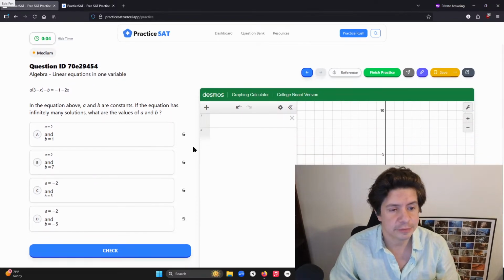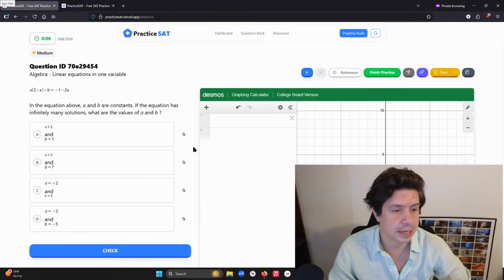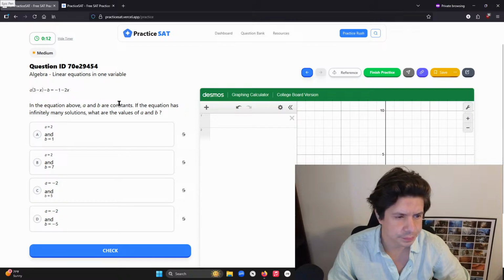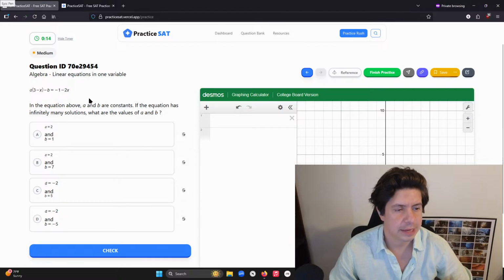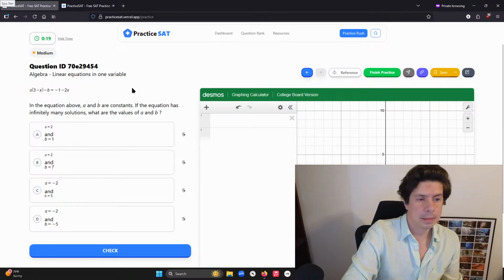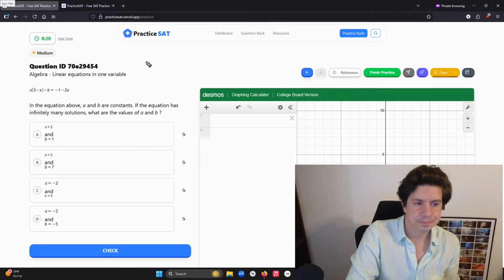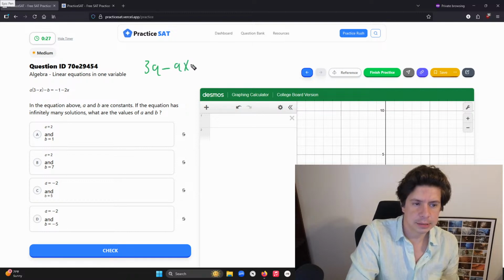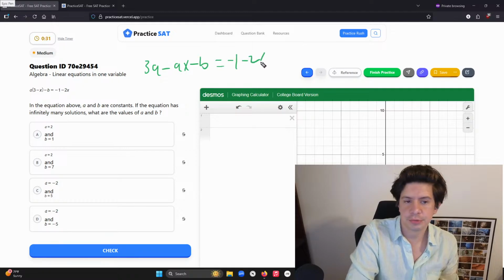In the equation above, a and b are constants. If the equation has infinitely many solutions, what are the values of a and b? So they have infinitely many solutions. Let's expand the left side. And we'll get 3a minus ax minus b equals negative 1 minus 2x.